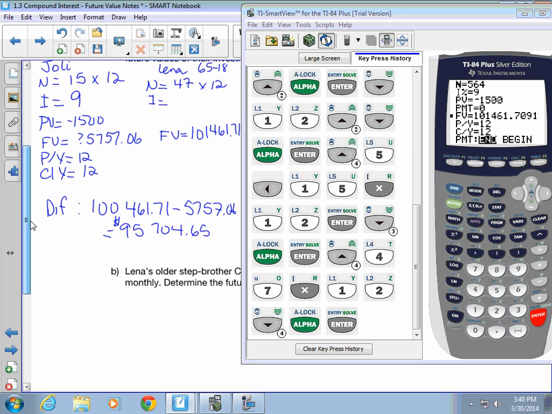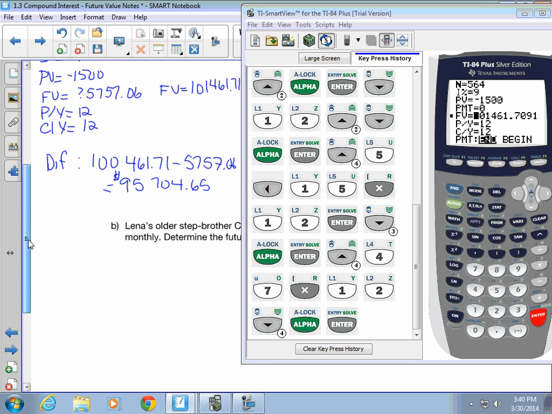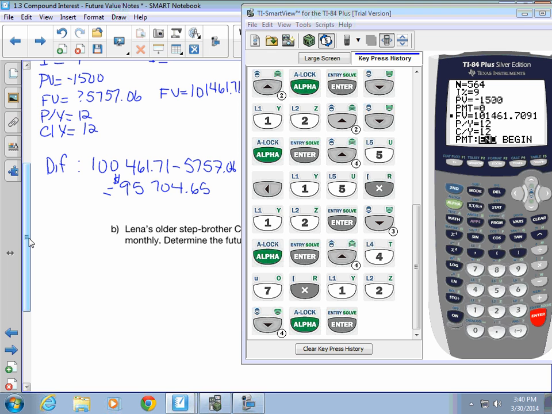The B part says, Lena's older stepbrother Cody, age 34, also wants to invest $1,500 at 9% compounded monthly. Determine the future value of his investment at age 65. You could use the future value one, but if you were going to do it with the formula instead, I might as well show you at least one this way.